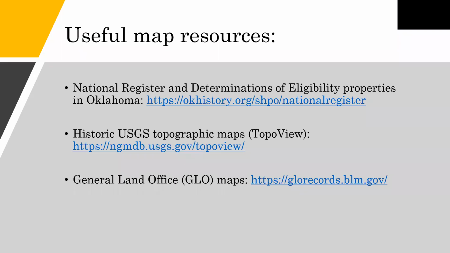On this slide are links to 3 useful map resources. The first is the National Register and Determinations of Eligibility Properties in Oklahoma map, which is maintained by the Oklahoma SHPO and available through our website. The second is the TopoView website, which I mentioned earlier. This website includes an interactive online map where you can view and download USGS maps in the United States. And the third link will take you to a search for general land office maps maintained by the Bureau of Land Management.